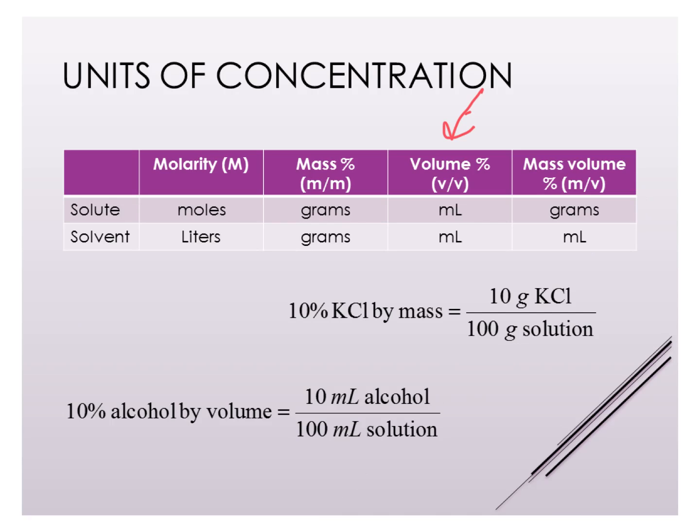milliliters. And so just like when I looked at other units of concentration, I could find both the concentration but then also use that concentration as a relationship. I can do the same thing here. I know that if I have 10% alcohol by volume, that tells me I have 10 milliliters of alcohol per 100 mils of solution.